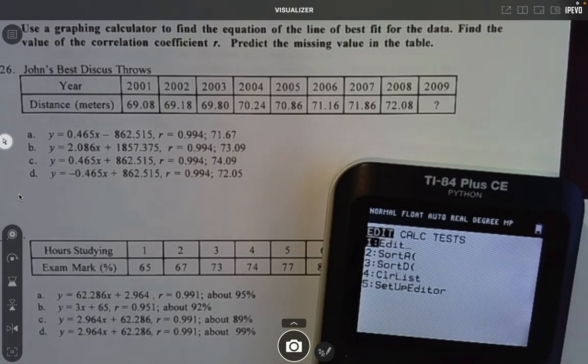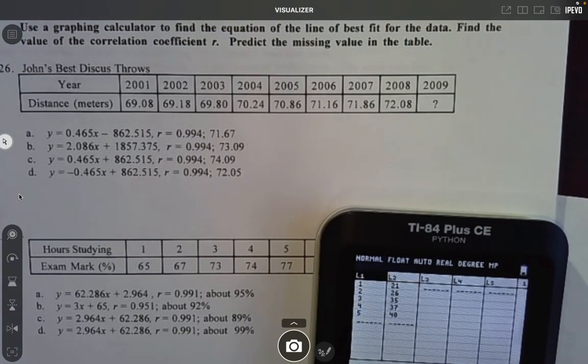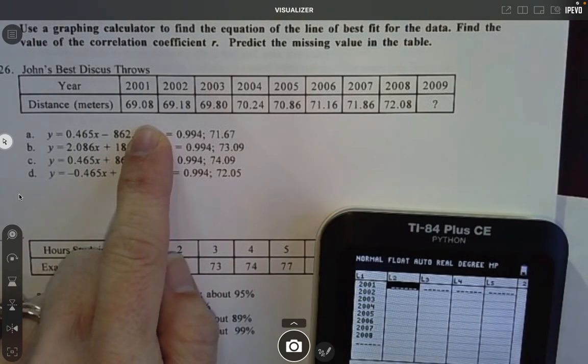You press the stat button. Everybody remember? If you don't remember, it's right there. Then you edit, go up to list, and don't delete. If you accidentally delete it, I can fix it though. Then we enter our numbers, 2001, 2002, whatever. I'm going to enter all of those. Don't enter 2009, because we don't have the answer for 2009. You don't have the data for that. That's what we'll find later. Then I'll enter all my data.